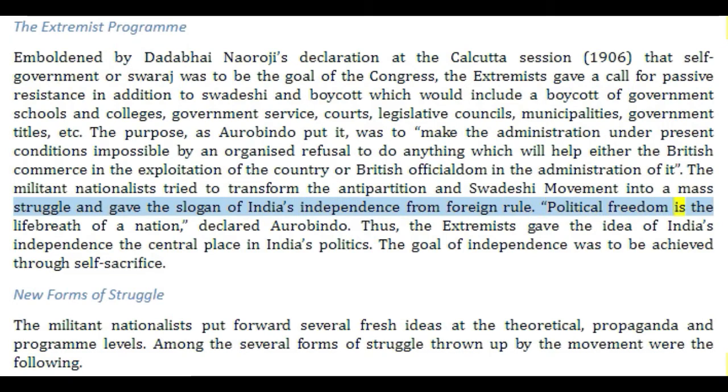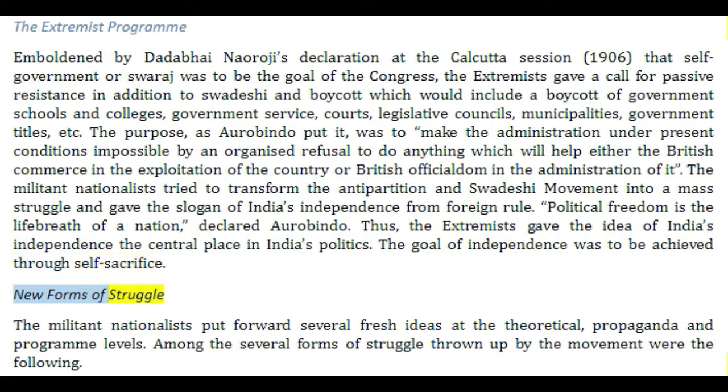Political freedom is the lifeblood of a nation, declared Aurobindo. Thus, the extremists gave the idea of India's independence the central place in India's politics. The goal of independence was to be achieved through self-sacrifice.